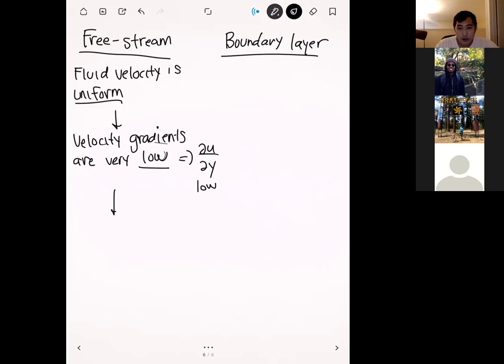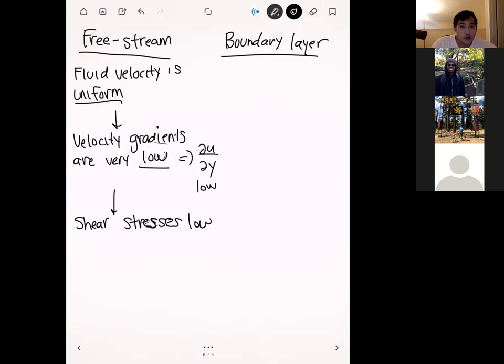And if the velocity gradients are very low outside the boundary layer, then this also means the shear stresses are very low. Shear stresses are nothing more than the friction forces that I was talking about earlier. Because in order to have viscous friction forces within a fluid, you need to have differences in velocity. But since we know that the velocity differences are very low, we're going to have very low shear stresses as well.